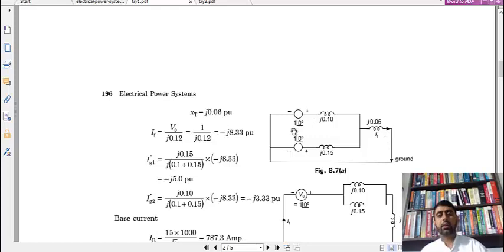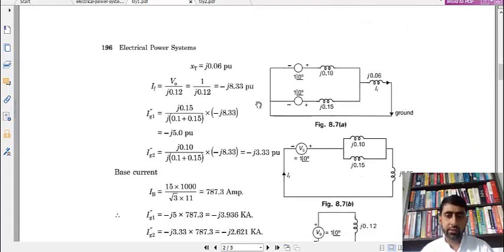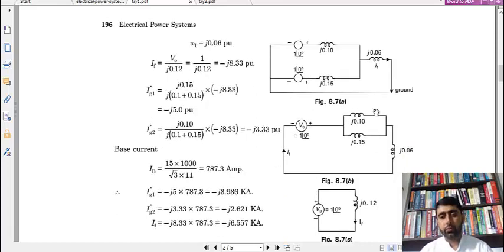You have 1 angle 0 because the voltage rating is 11 kV. So EF we can take as 1 angle 0 for each source. So this is J0.1, J0.15 which we have calculated, and J0.06 which does not change. Similarly to the previous question we discussed, the Thevenin equivalent will be this voltage source in series with the parallel combination of these two. The parallel combination is 15 into 10 is 150, divided by 25, that's 0.06. 0.06 plus 0.06 is 0.12.